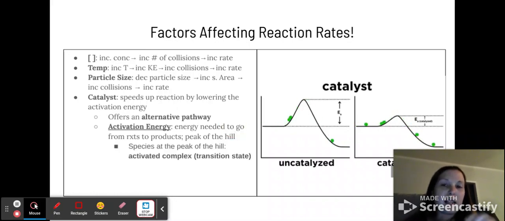The species that is available at the top of the hill, so at the top we are completely breaking bonds and starting to form the bonds of the products. So that is called an activated complex or a transition state. And then in the body, we have catalysts as well, which are known as enzymes.